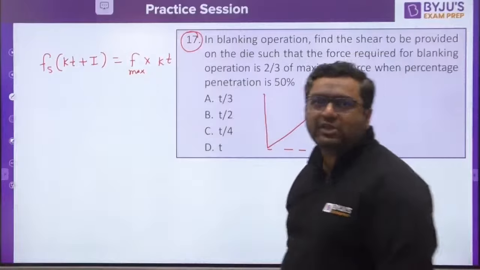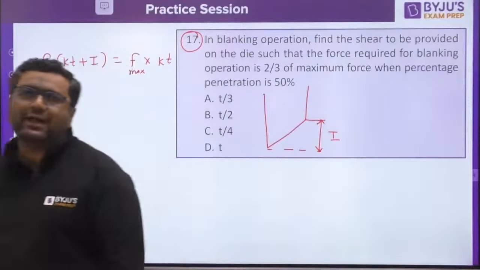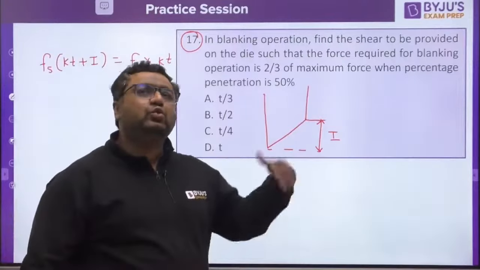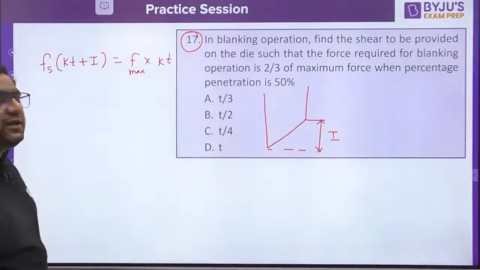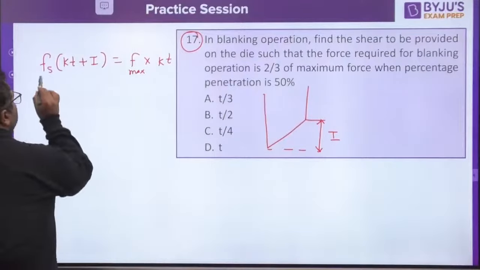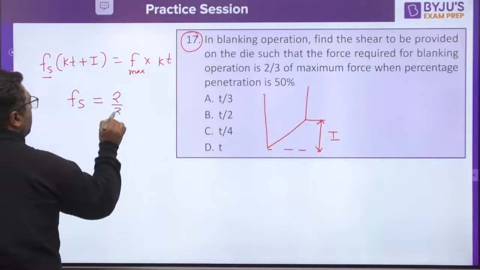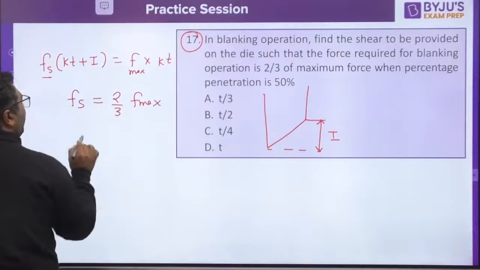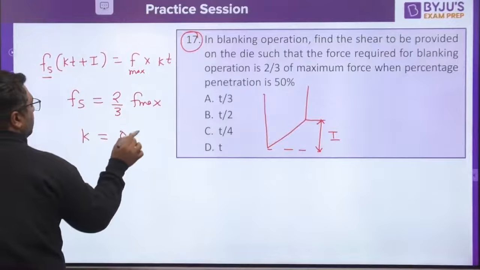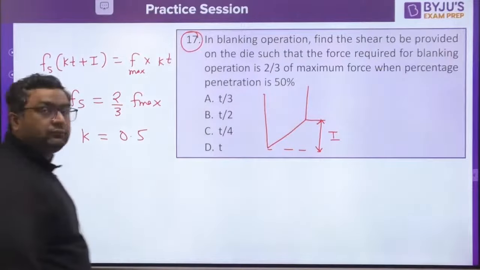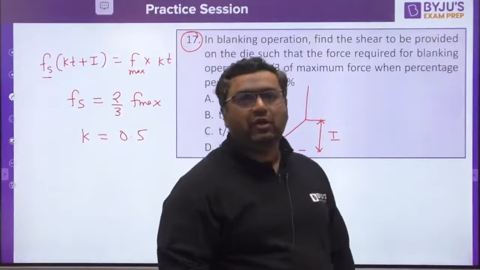So in the blanking operation, find the shear to be provided on the die such that the force required for the blanking operation is 2/3 of the maximum force when percentage penetration is 50%. So he is saying that Fs is 2/3 of Fmax when K is 0.5. Is it correct? Solve it, solve it, solve it.